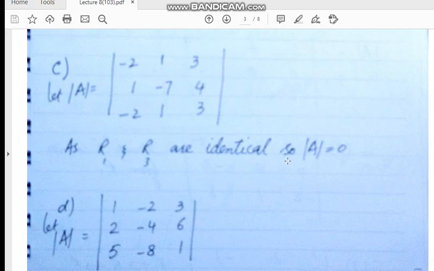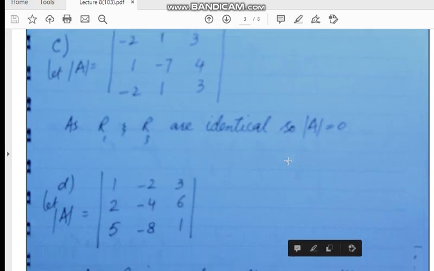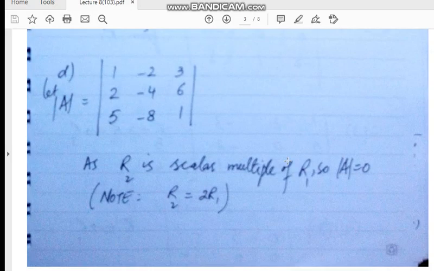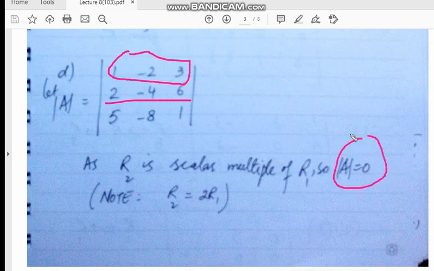Now in part D, if you have noticed, row 2 is a scalar multiple of row 1. If we multiply row 1 by 2, we get row 2. So according to property 5, the determinant is equal to 0 if two rows or columns are proportional.